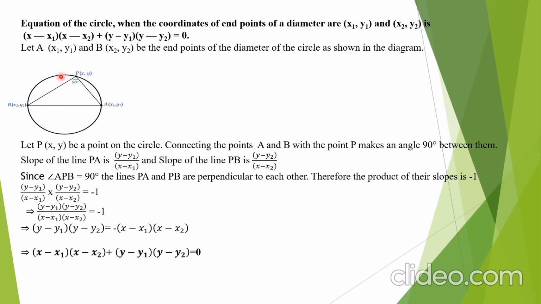And when two lines are perpendicular to each other, then the multiplication of their slopes m1 m2 equals minus 1. So use this property. Okay, then further simplify it. This is the equation of the circle when endpoints are given: (x minus x1)(x minus x2) plus (y minus y1)(y minus y2) equals 0.